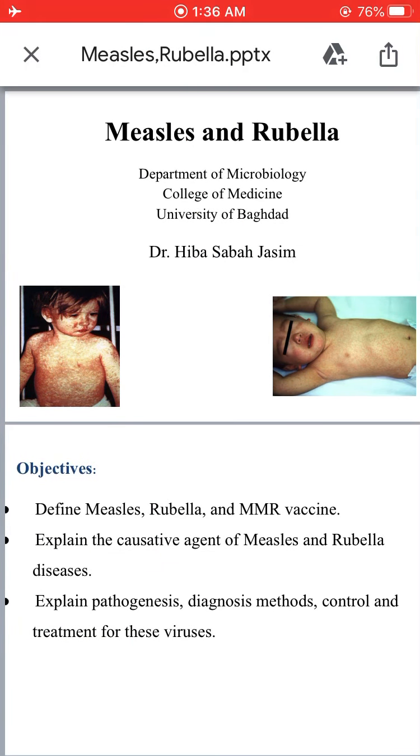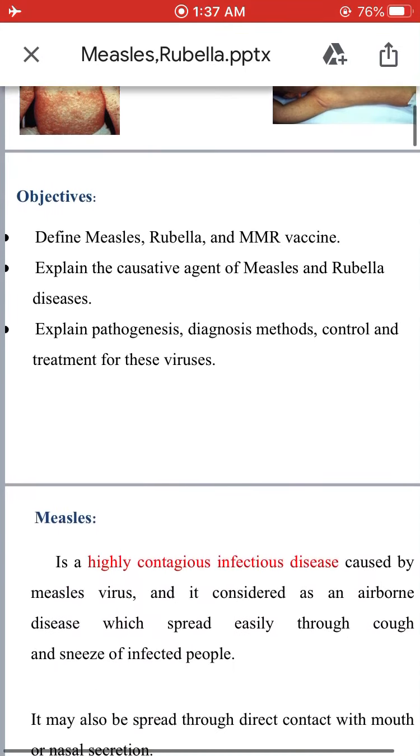Our subject today is measles and rubella. Objectives: define measles, rubella, and MMR vaccine, which is measles, mumps, rubella vaccine. Explain the causative agent of measles and rubella diseases. Explain pathogenesis, diagnosis methods, control, and treatment for these viruses.